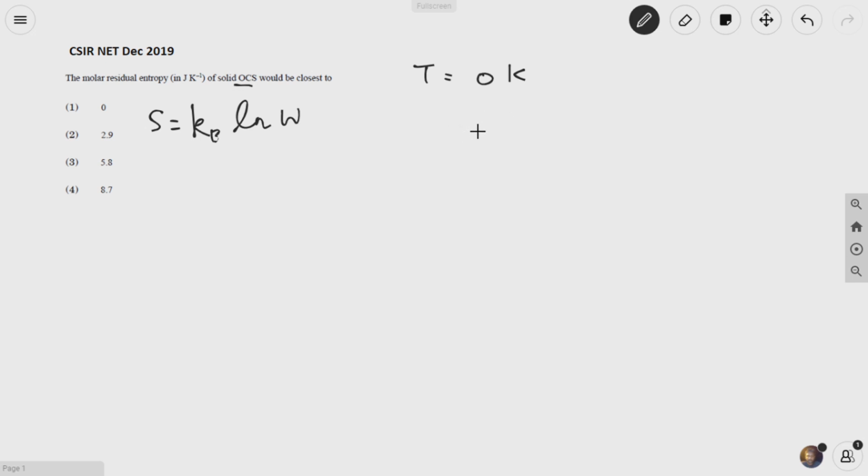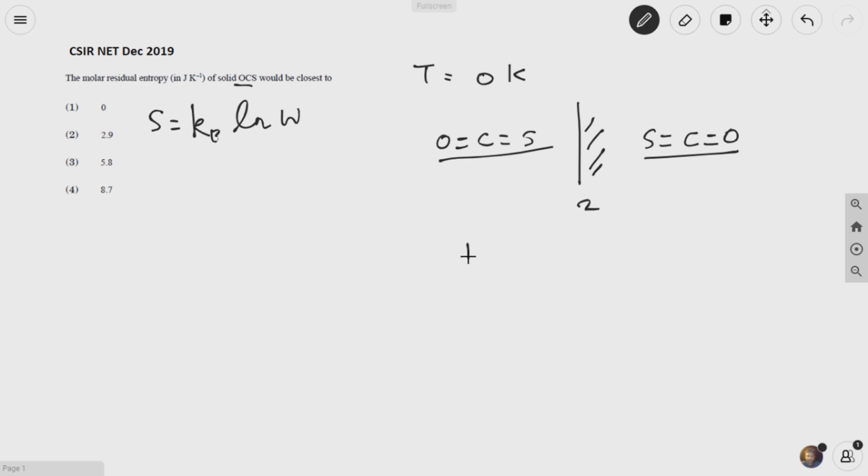arrangement happens, there are two chances: either it can arrange like this, or you just place a mirror, so this will become like SCO. So the number of ways of arranging this in a solid is only 2. So we have Avogadro number of molecules in 1 mole.